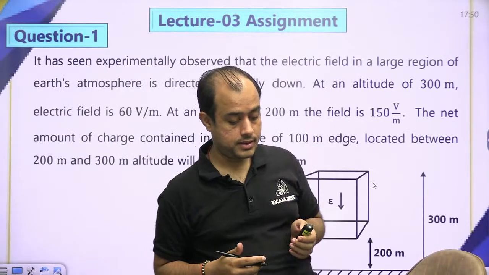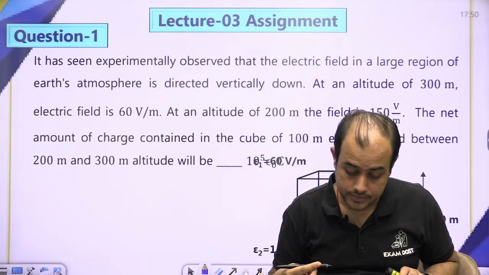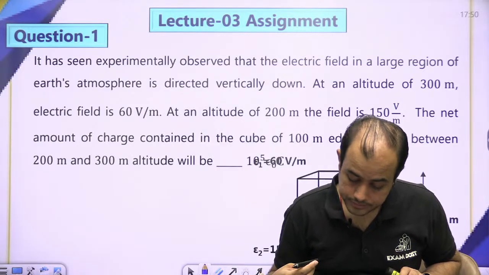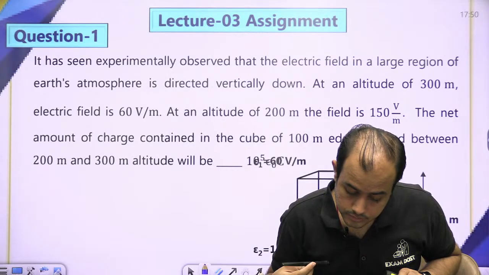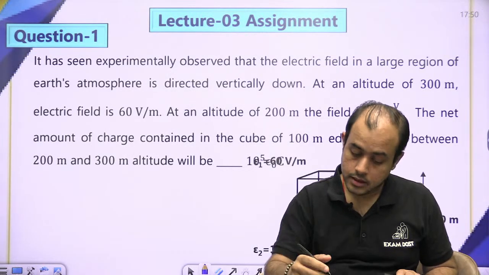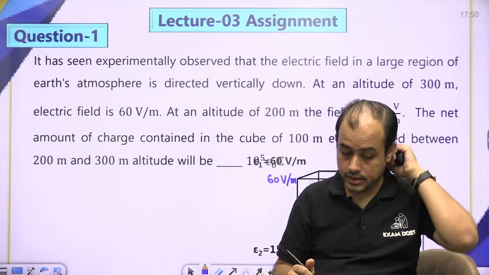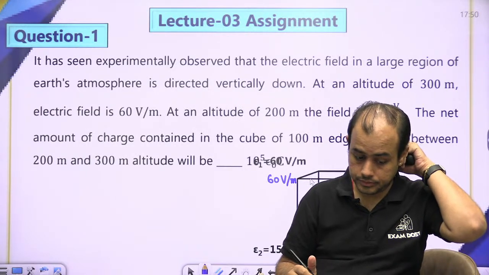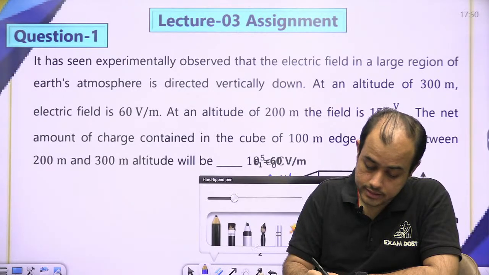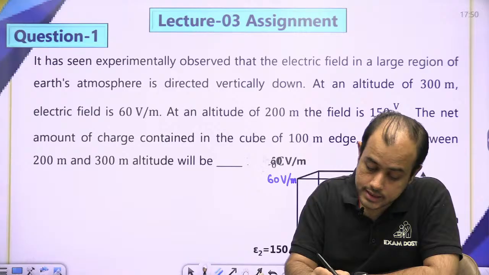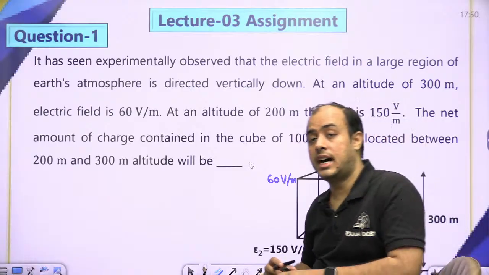So it is pi. चलिए, now beta I will come to the assignment of lecture 3. ये मुझे लग रहा है यहाँ पे लिखा है 60 volt per meter. Okay, and amount of charge contained, the amount of charge contained will be. ठीक है, we need to know the amount of charge contained.